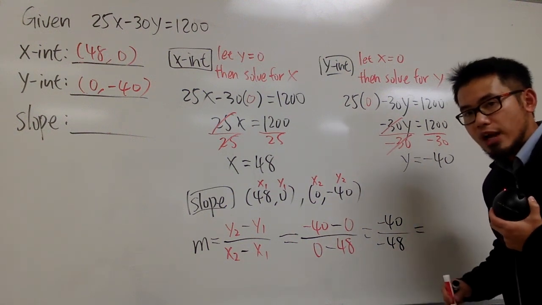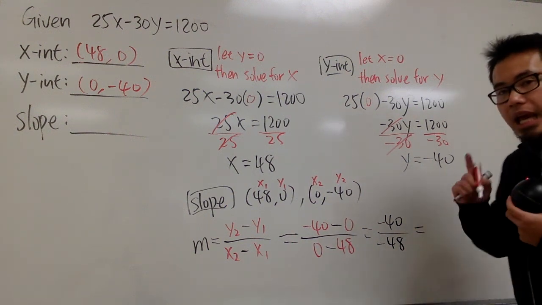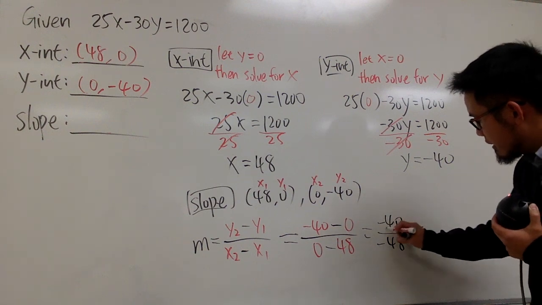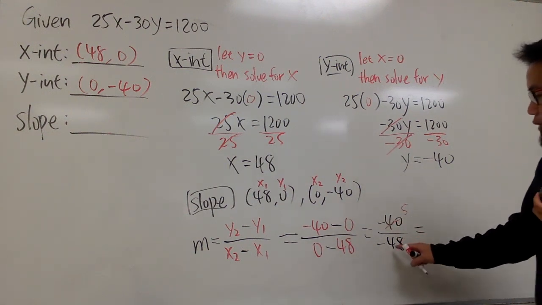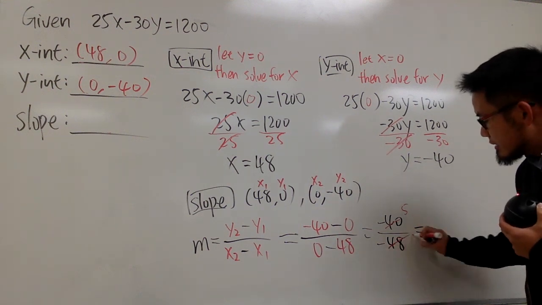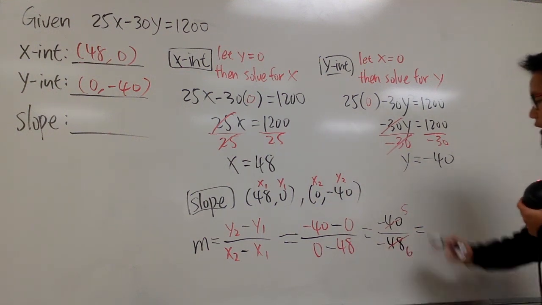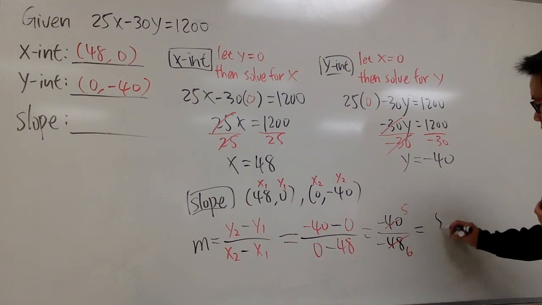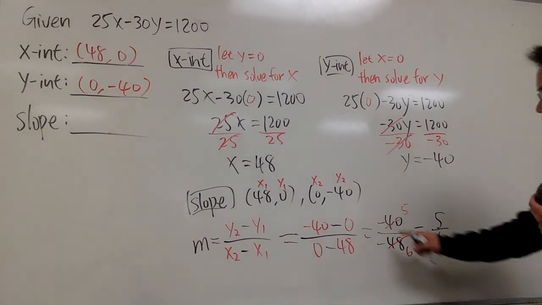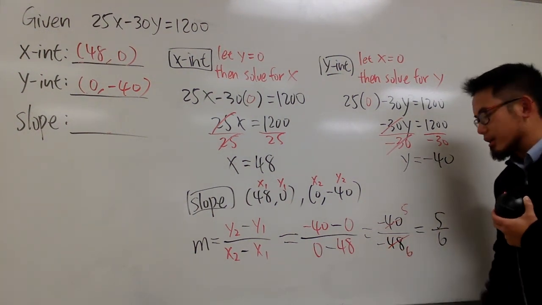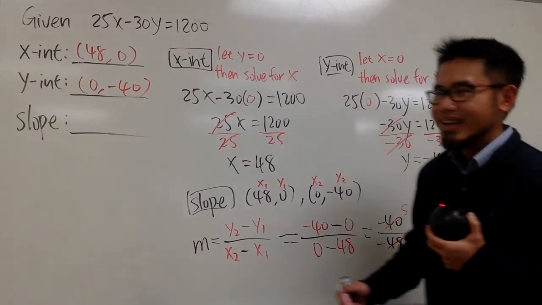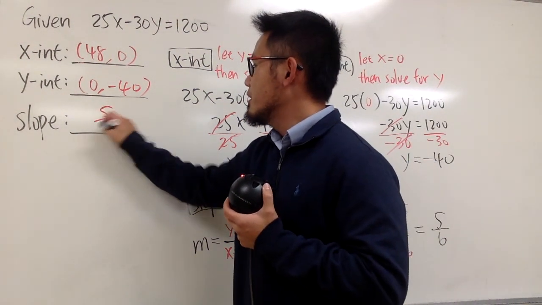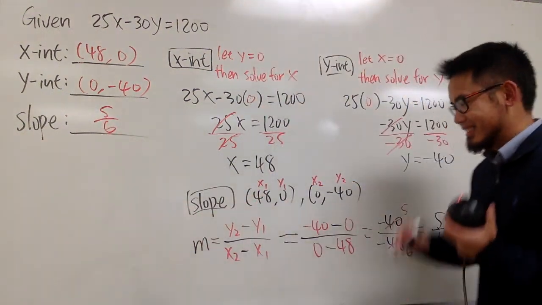We have to reduce this fraction. We know that 8 goes into 40 5 times. Meanwhile, 8 goes into 48 6 times, okay? So all in all, we get positive 5 over 6. Negative divided by negative is positive. Reduce the fraction, we get 5 over 6. And that's the slope. And with that being said, we are done. That's it.